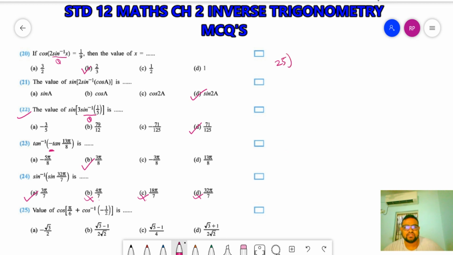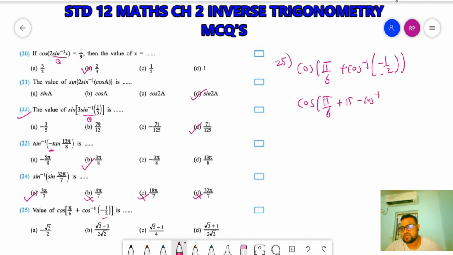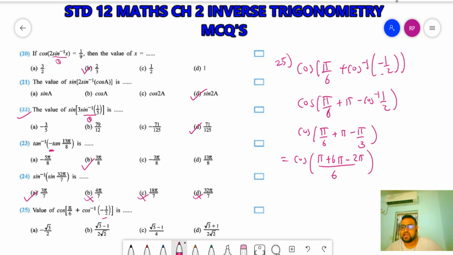25th, that is cos of pi by 6 plus cos inverse of minus 1 by 2. Now what happens in cos inverse? It is minus 1 by 2. So it will be pi minus cos inverse 1 by 2. So cos of pi by 6 plus pi minus cos inverse 1 upon 2. Clear? That is equal to 60 degrees, that is pi by 3. So when I take the LCM, 6 pi plus pi minus 2 pi, so 7 pi minus 2 pi, that is equal to cos 5 pi by 6.